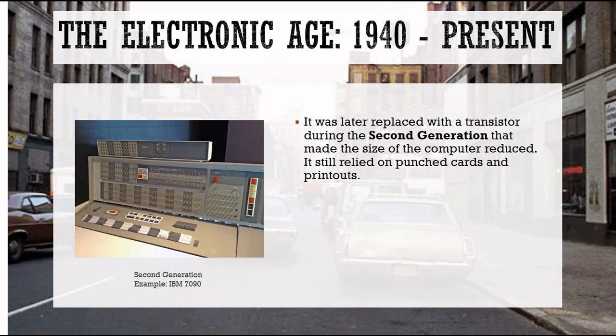In the second generation, vacuum tubes were replaced with transistors. Each transistor replaced about 40 vacuum tubes, which made computers smaller, faster and cheaper than the first generation, but they still generated a lot of heat. They still relied on punch cards and printouts.